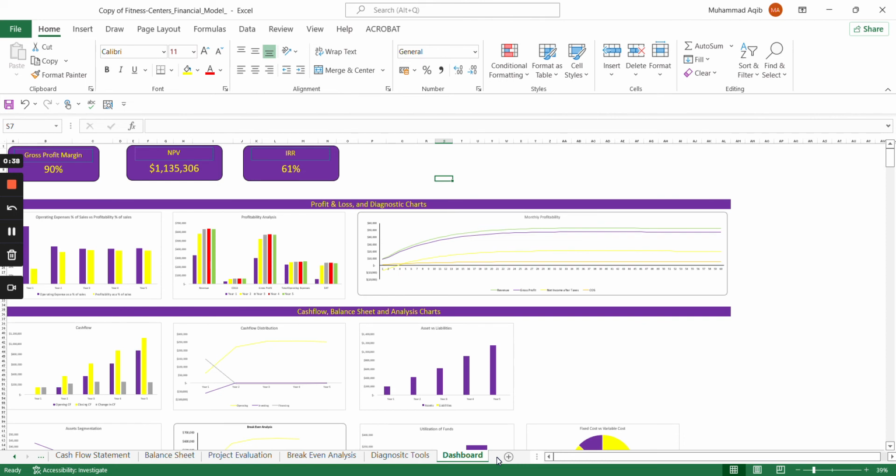Moving on to the dashboard, this gives the visual representation in the form of charts, which helps the user to identify and evaluate the performance of the fitness centers using different aspects of profit and loss statements, diagnostic charts, cash flow as well as balance sheet. This helps the user to get a better analysis of the business.